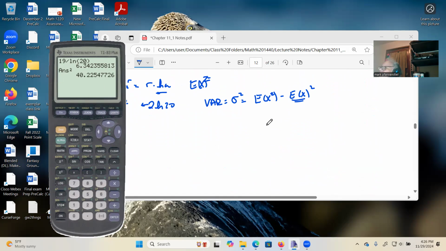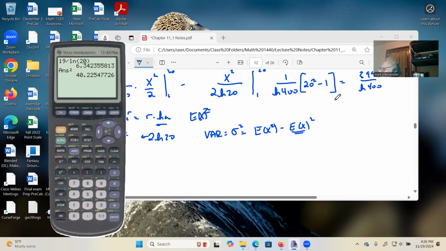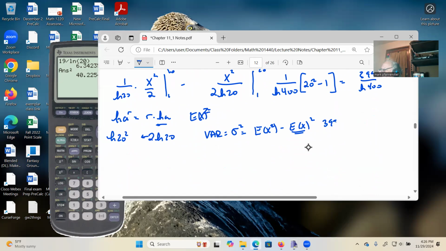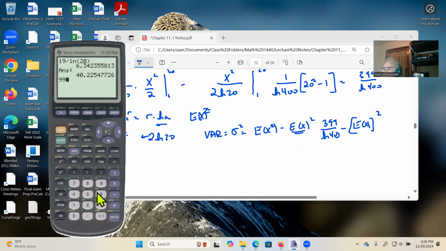That's fantastic. So if we go ahead and calculate that, we need 399 over the natural log of 400 minus this E of x, which we just calculated. This is going to be 40.225. Okay. So I need 399 divided by my natural log of 400 sitting here. And then we already squared this number, so I'm just going to subtract the answer, because that's the answer that's sitting in memory.